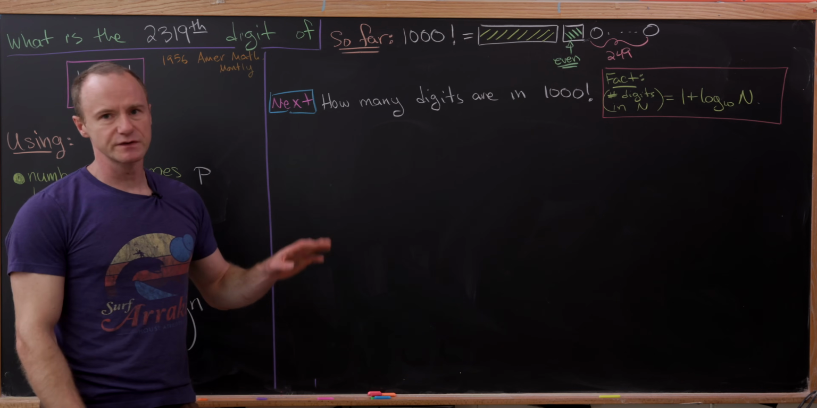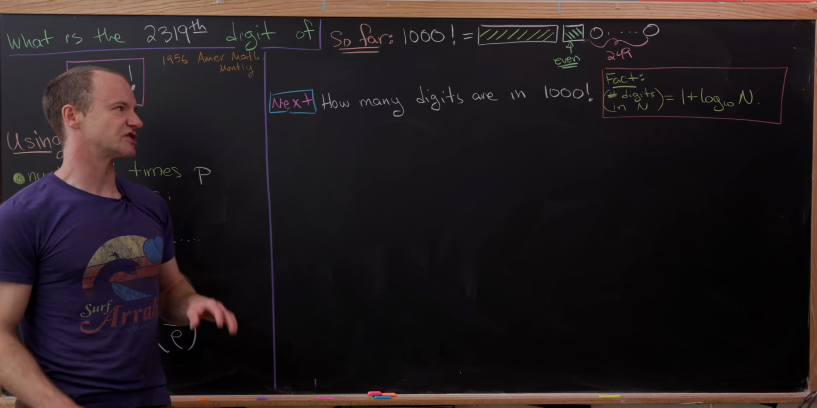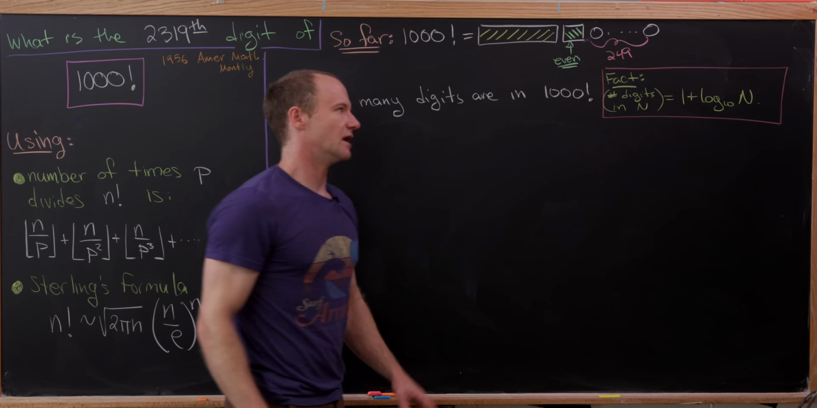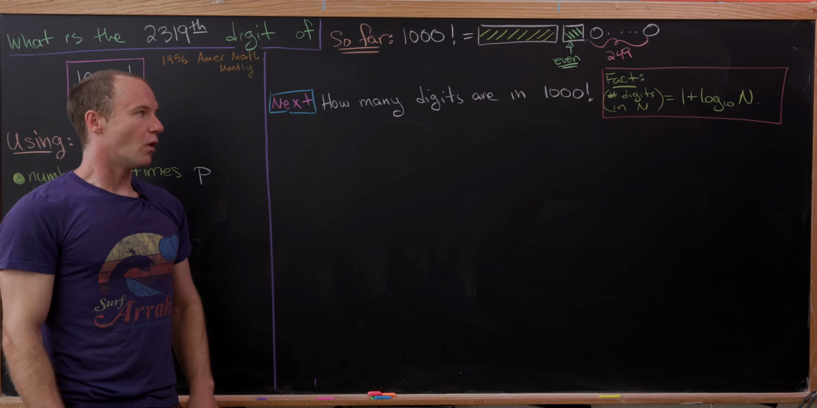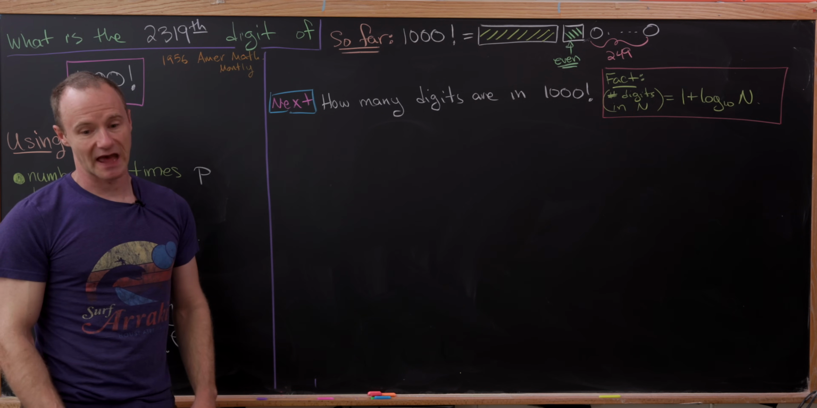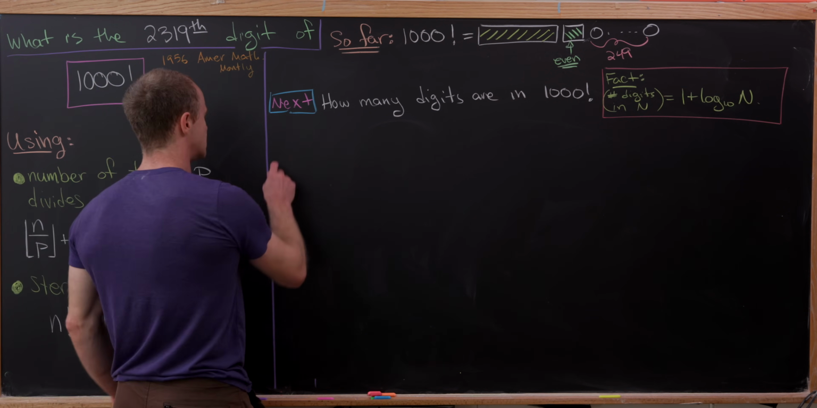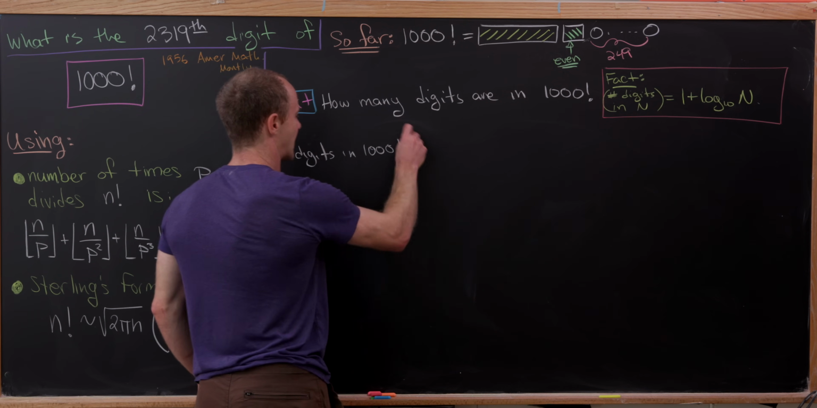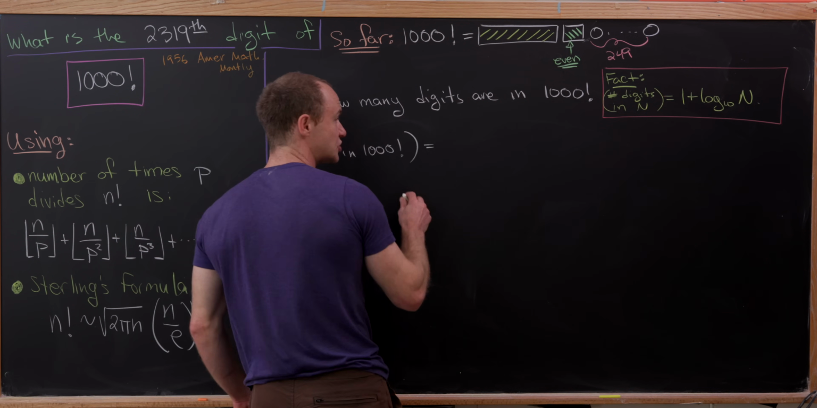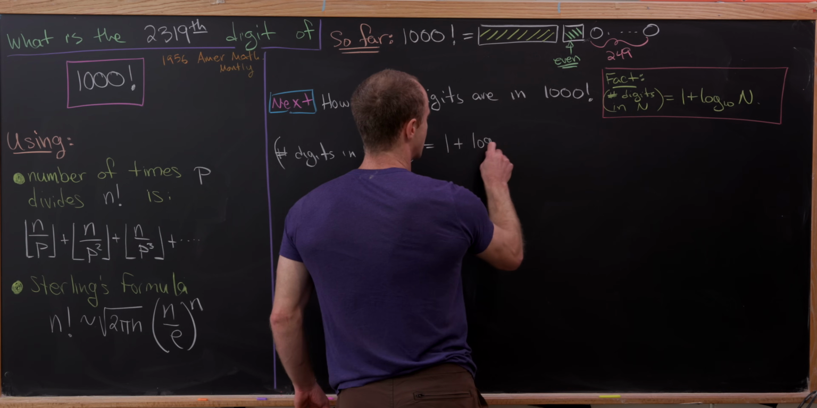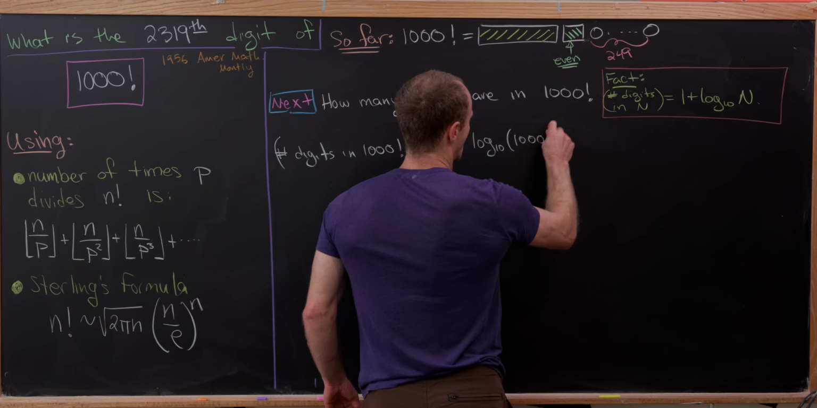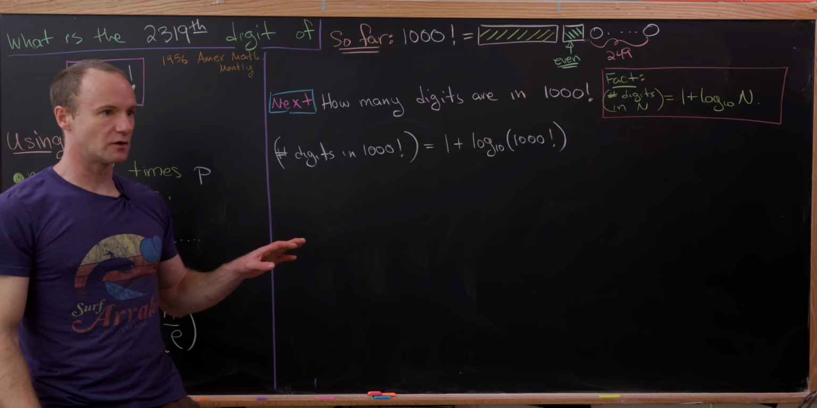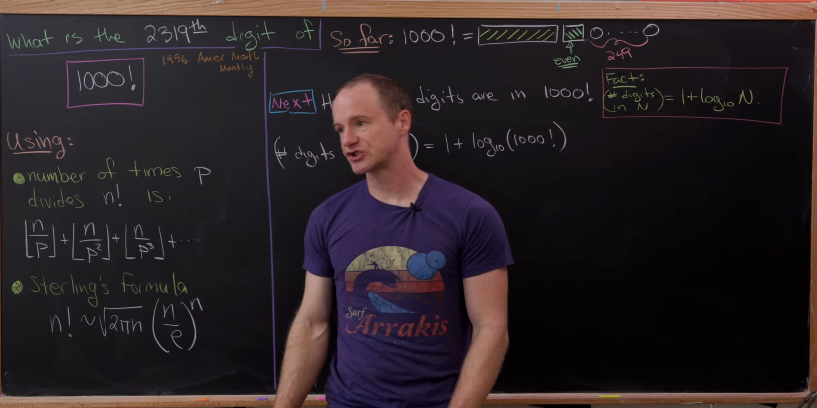Okay, so we're going to use the following fact, which is fairly clear from the definition of the logarithm: the number of digits in a number capital N is equal to 1 plus the floor of log base 10 of capital N. That means the number of digits in 1,000 factorial is 1 plus the log base 10 of 1,000 factorial. But now we're going to replace 1,000 factorial with its approximation via Stirling's formula.